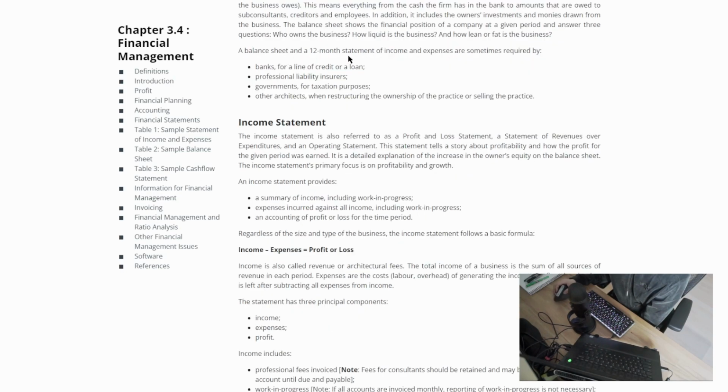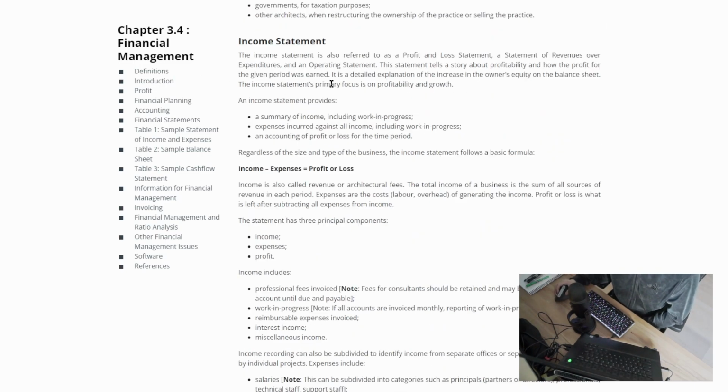A balance sheet and a 12-month statement of income and expenses are sometimes required by banks for a line of credit or a loan, professional liability insurers, governments for taxation purposes, other architects when restructuring the ownership of the practice or selling the practice.